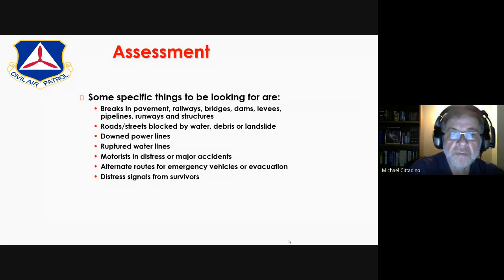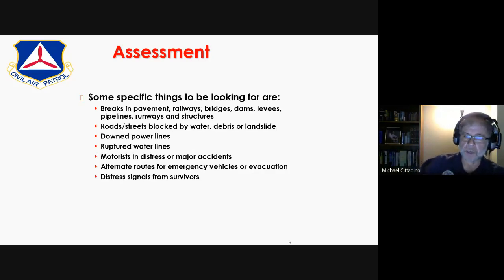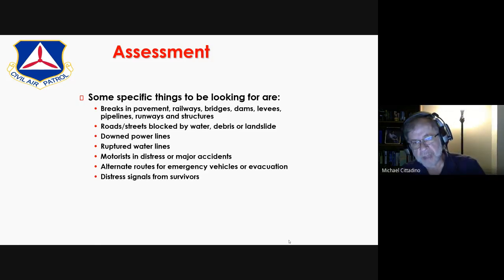So what are we looking for? Well, mostly we're looking for two things. In my opinion, we're concerned about people and we're concerned about infrastructure. We want to make sure that we can identify people who might need support, rescue, or assistance of some kind, who might be isolated by flooding or something like that.